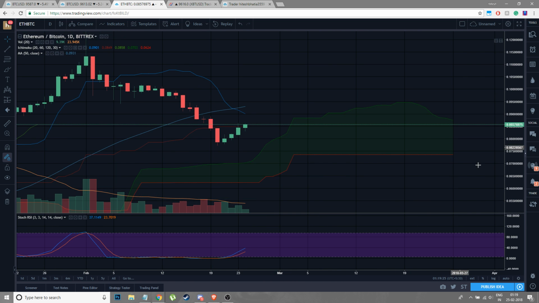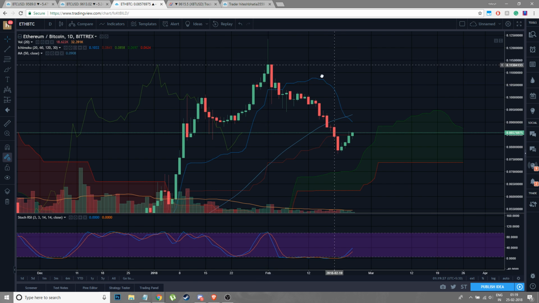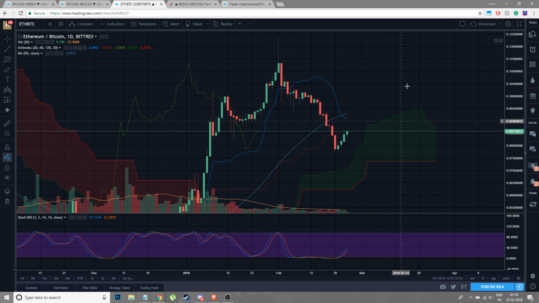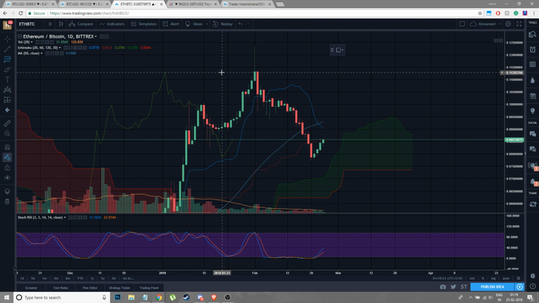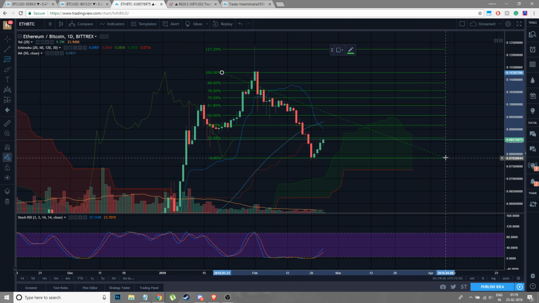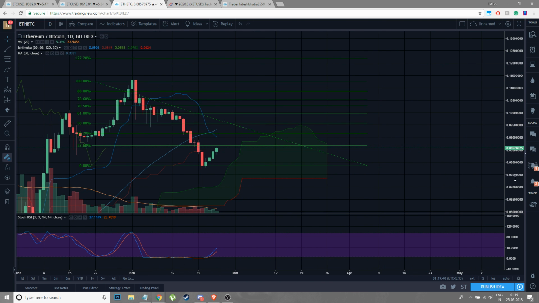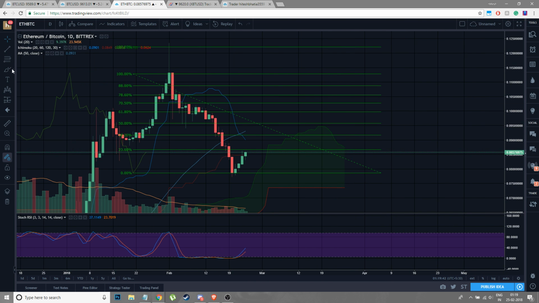But notice the cloud now, it's completely flat. That's obviously a reaction to this move here to the downside, right? Which means that you can start drawing fibs on a lower time frame and start calling a move as to where it will get rejected, right? So the rejection area on the daily chart is right here.